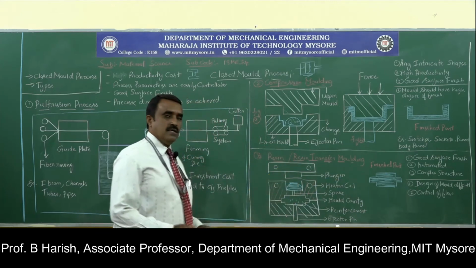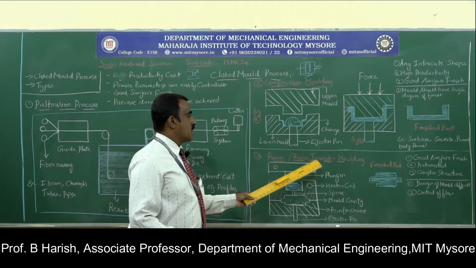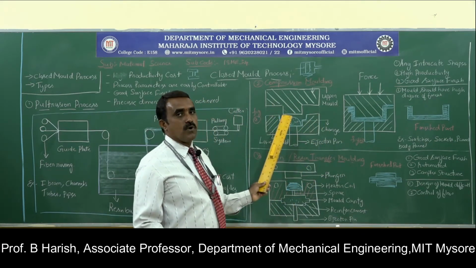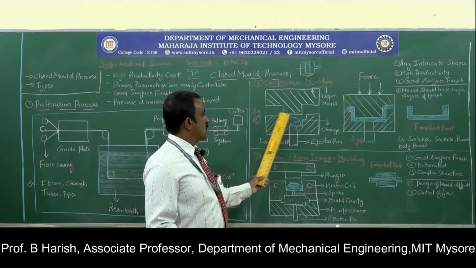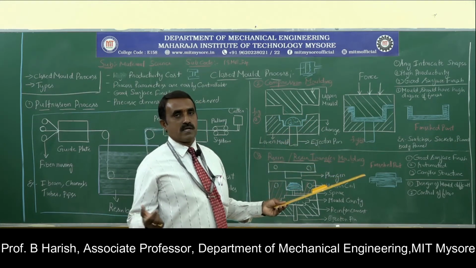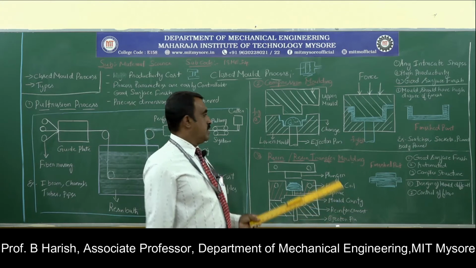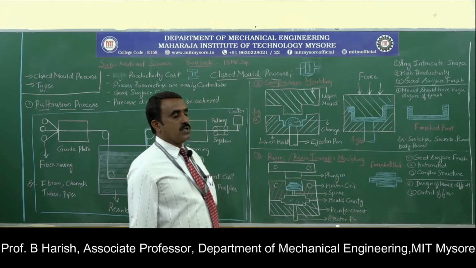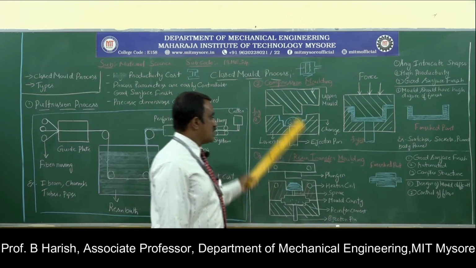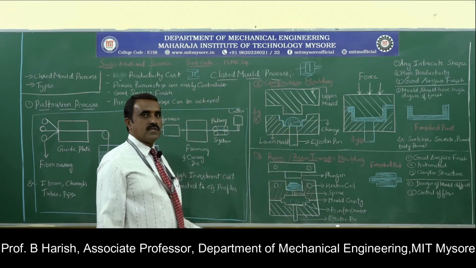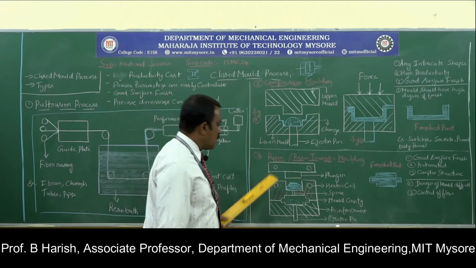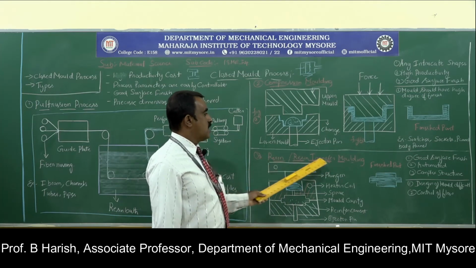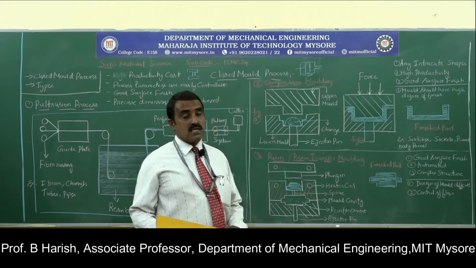Then come to the third one. The third one is resin transfer molding. Once again this comes under the closed molding process. You can observe that this is the mold box that is not open to the atmosphere. If you observe both the sketches, it is almost similar with a few changes in the construction part of this resin transfer mold.